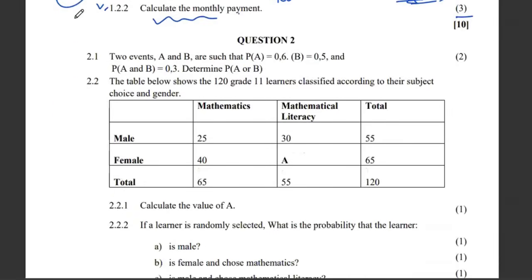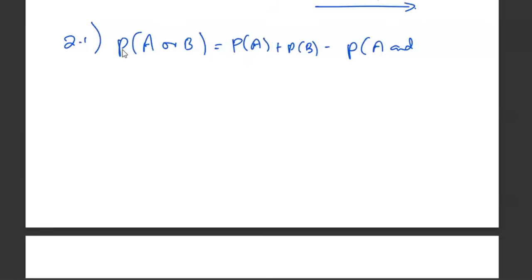And then question 2, events A and B are such that the probability of A is this, probability of B is this, and probability of A and B is this. Can we calculate the probability of A or B? So 2.1, they're asking us for the probability of A or B. From our addition rule, it's the probability of A plus the probability of B minus the probability of A and B. So our A is 0.6 plus 0.5 minus the A and B, which is 0.3. Okay, so 1.1 minus 0.3, which becomes 0.8.